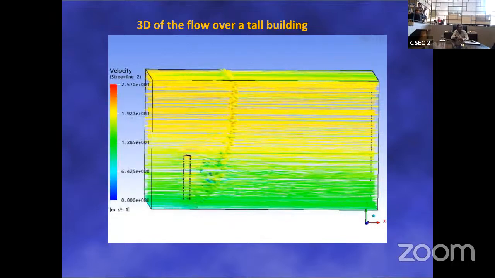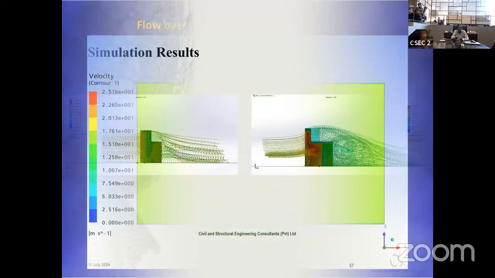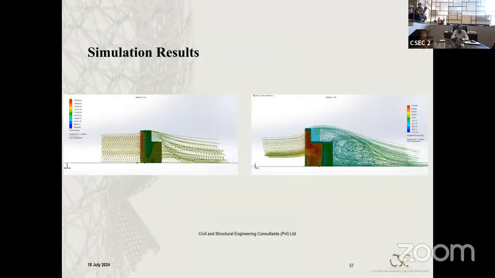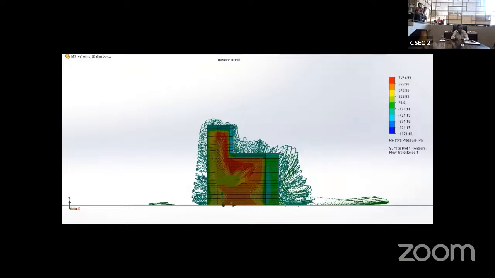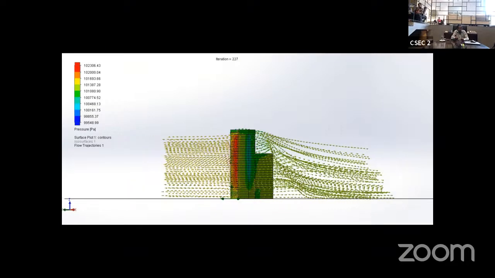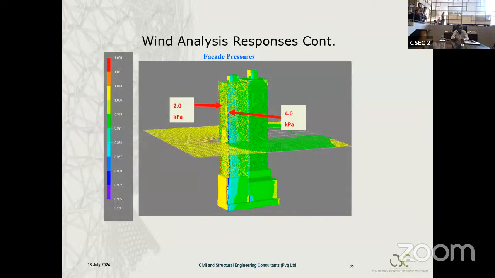So we do a bit of a model, and then we look at the plan views, the shapes, and this is some work done in CSEC by J. Dillon, some of the computational fluid dynamics work. It can really give a lot of information, and the responses and all that. I'll leave it to another day.